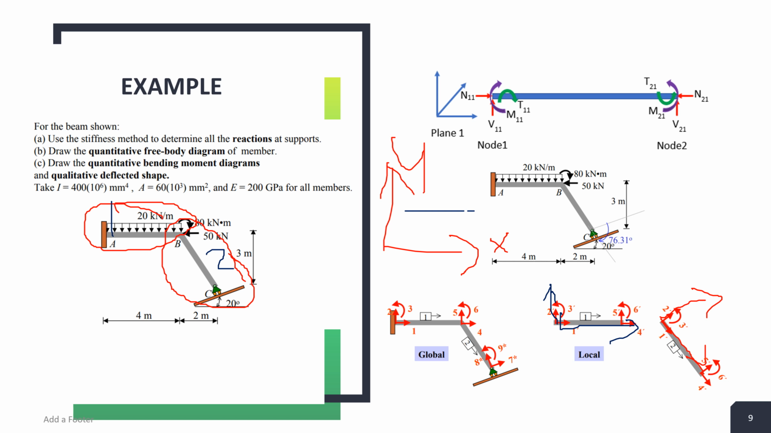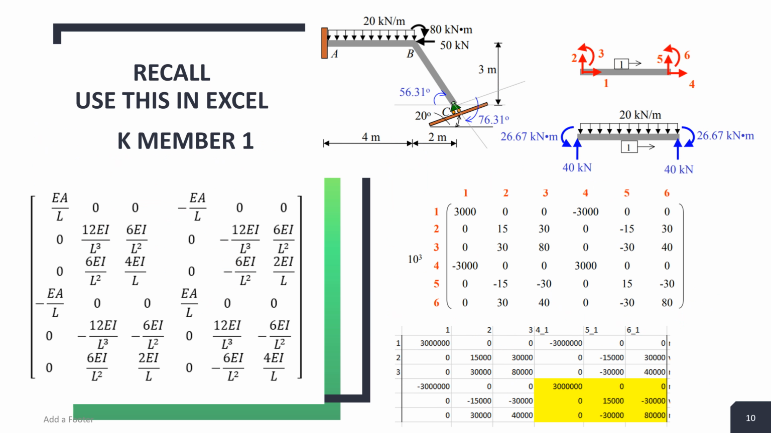But the global axis is considering the general direction, considering both members 1 and 2. So global axis is shown as shown. And so for member 1, to get the stiffness matrix, you first need to determine the local stiffness, the stiffness matrix in the local axis.